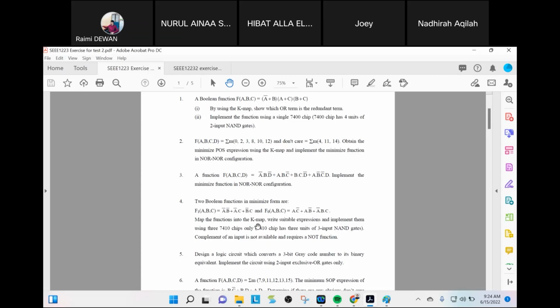Map the function into the K-map, write suitable expression and implement them using 3 7410 chips only. Using 3 means the complement of an input is not available and requires a NOT function.